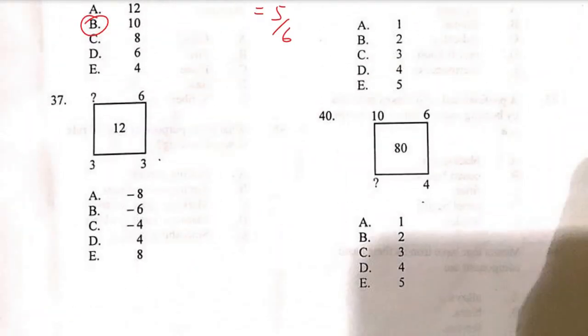Question 37. If you work from the options, this has to be minus 4, because minus 4 plus 6 will give me 2. 3 plus 3 will give me 6. If you multiply them, you get 12. So the right answer is C. Question 38.